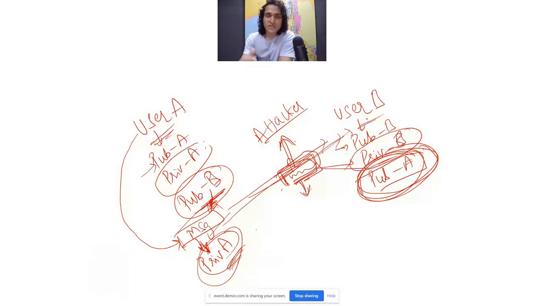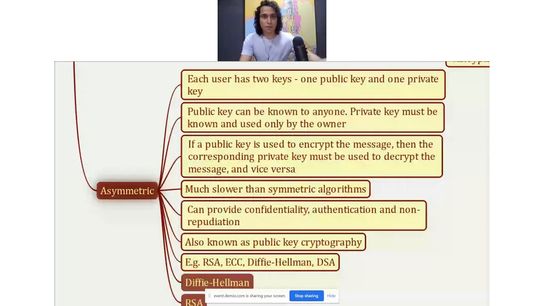So I just wanted to mention that any key can be used for encryption and decryption. Don't think that only the public key can be used for encryption. All right. I know it can be slightly confusing at times, but that's how it is. Okay. Let's see what else there is.